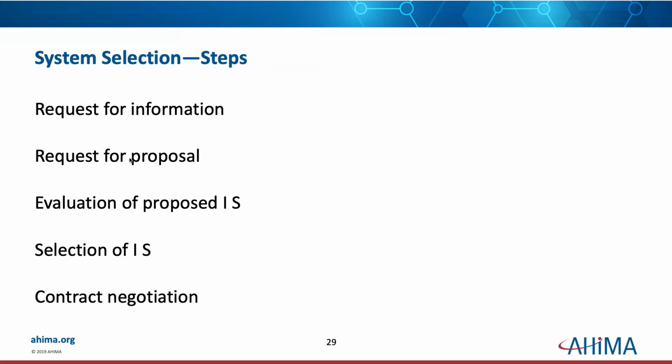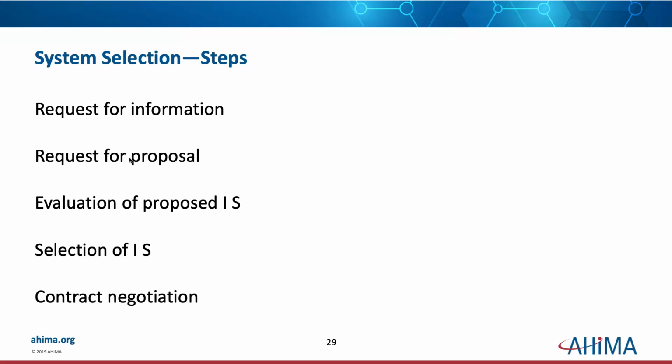System selection steps: you request information, RFI. That's the first step, an RFI, request for information. Basically, you're putting it out there to see what vendors and systems are out there. What's out there, what's available, what are the possibilities.